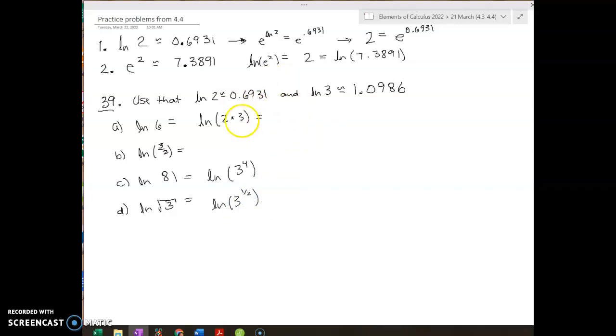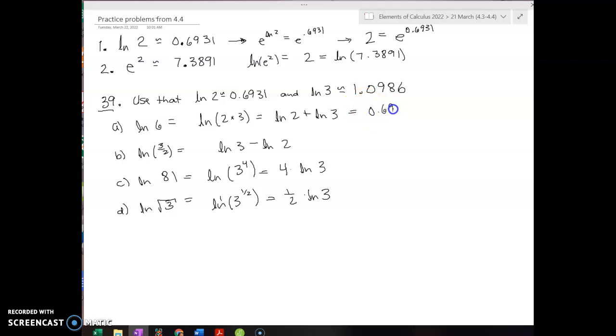Okay, so in our properties, the log of a product is natural log of 2 plus natural log of 3. This one would be natural log of 3 minus the natural log of 2. With the exponent rule here, this would be 4 times the natural log of 3. And the last one, the exponent comes down front, 1/2 times the natural log of 3. So in each of these problems, then, you're just supposed to plug in what those equal.